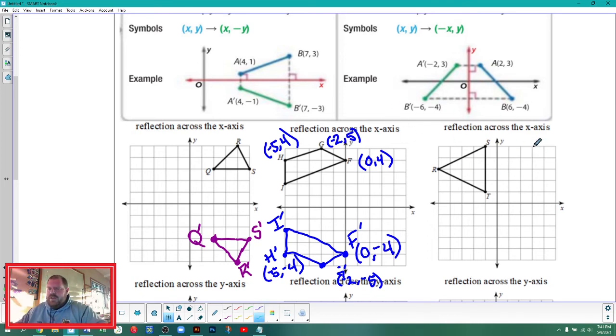I have a reflection across the x-axis. Maybe I look at it more graphically this time. T is going to move to right here. R moves 3, so we move 3. And I guess I need to label these. I do expect labels on all of yours. And then S is going to end up all the way over here. S prime, I should say. And there we go.